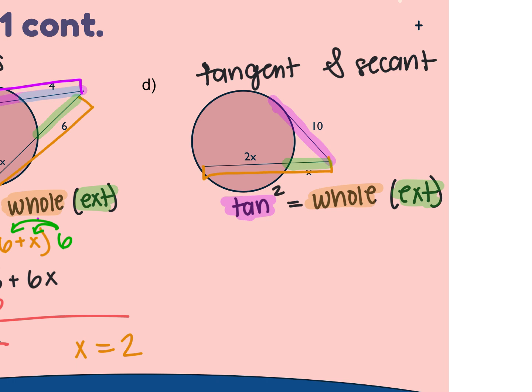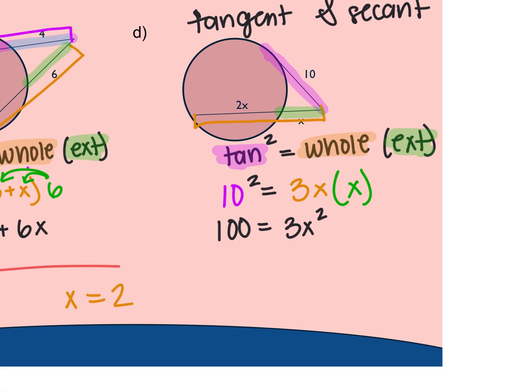So plugging in what I have, 10 squared equals, what's 2x plus x? Good, 3x times x. So what's 10 squared? 100 equals, what's 3x times x? Good, 3x squared. Now what should I do next? I can't get rid of the squared first. Good, I have to divide both sides by 3.